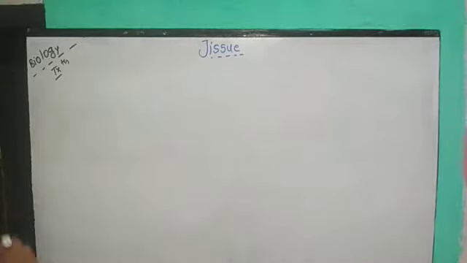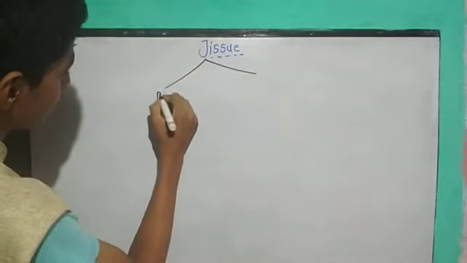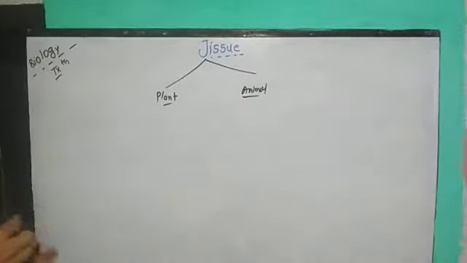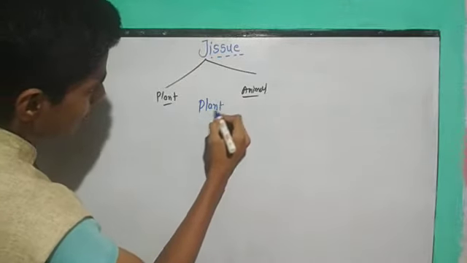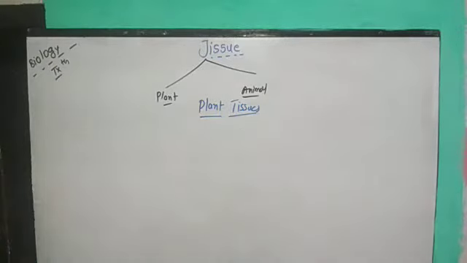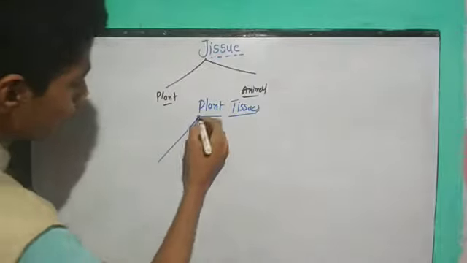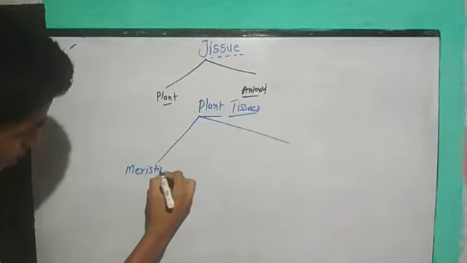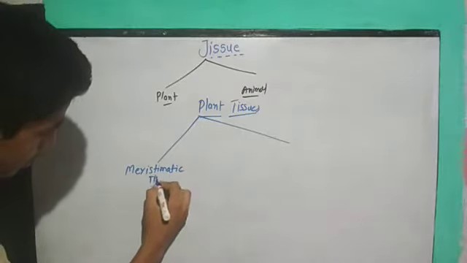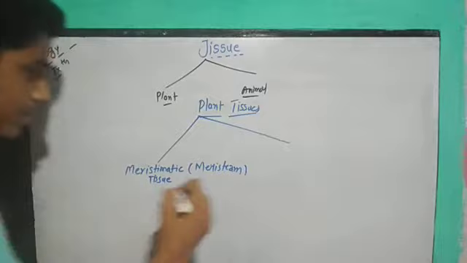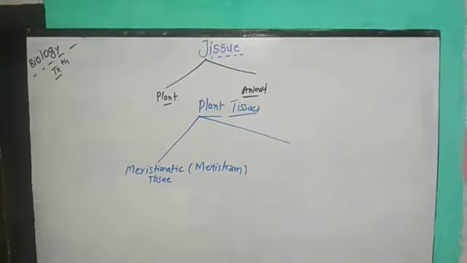Now we are going to see plant tissue. The two main tissues are plant and animal tissues. Here we are going to see plant tissue. Actually, plant tissues, on the basis of their dividing capacities, are further divided into two. The first one is meristematic tissue, or meristem. The first tissue is meristematic tissue.